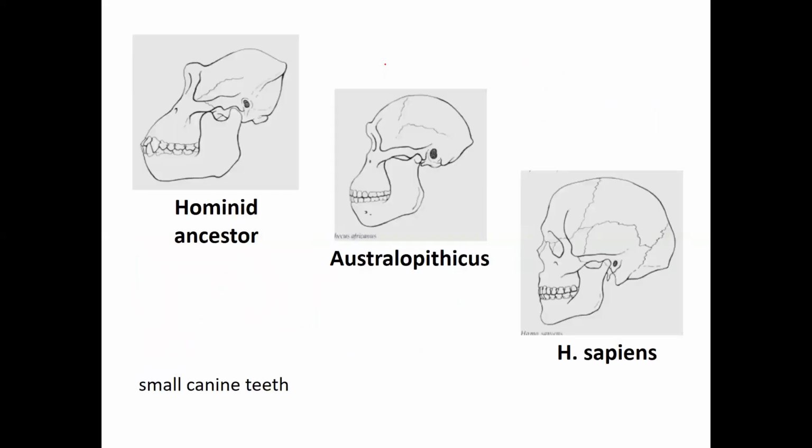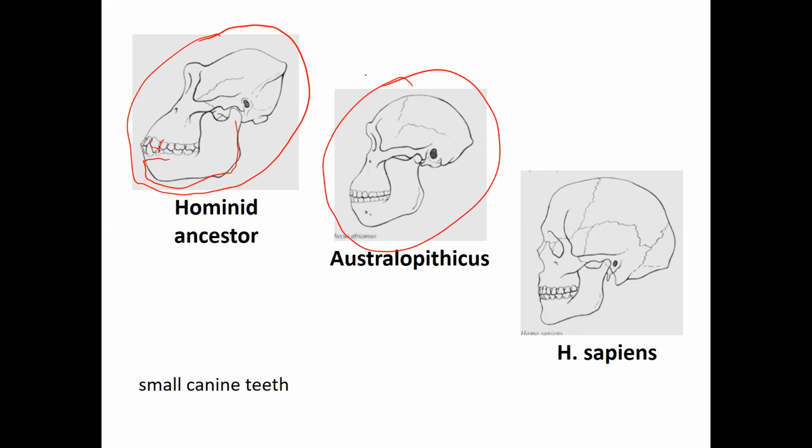So we also see changes in the teeth and the jaw. This is a hominid ancestor, an ape that is an ancestor of hominids. A very large jaw, very large teeth, these big canine teeth. That suggests a rough diet that requires significant chewing. Australopithecus was the hominid. He has a smaller jaw and his teeth have become even smaller. Then we have Homo sapiens, where we have an even smaller jaw and smaller teeth, especially smaller canine teeth.